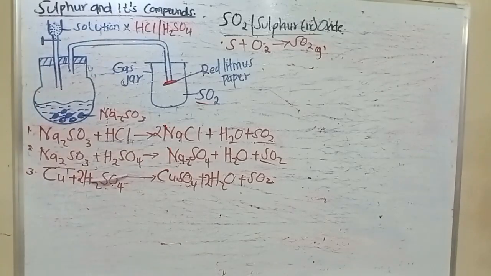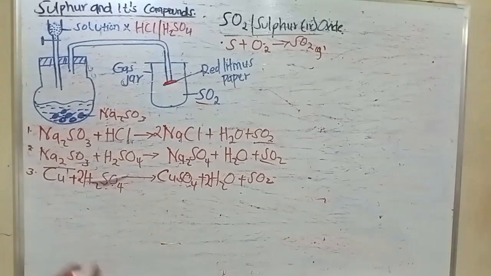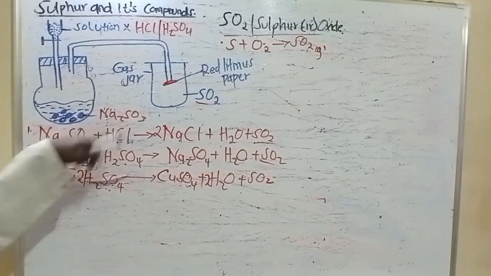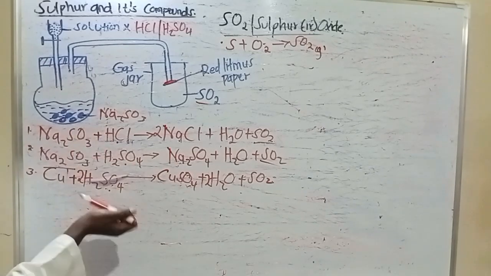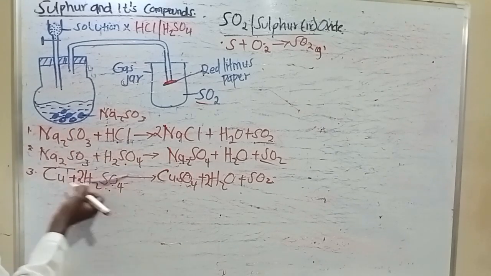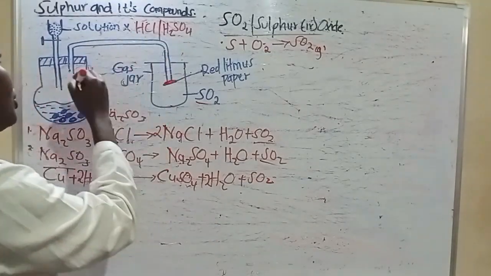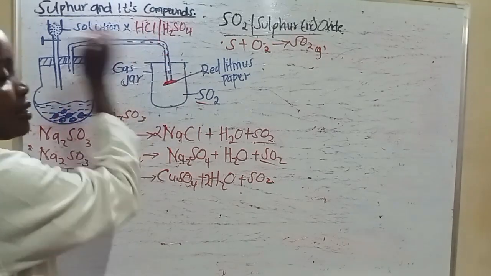Now, here you can see we have formed our sulfur dioxide. So we can use hydrochloric acid and sulfuric acid with sodium sulfite, and also sulfuric acid by reacting it with a metal, which is your copper. Now, you have formed your gas. This is sulfur dioxide. It's coming like that till there.